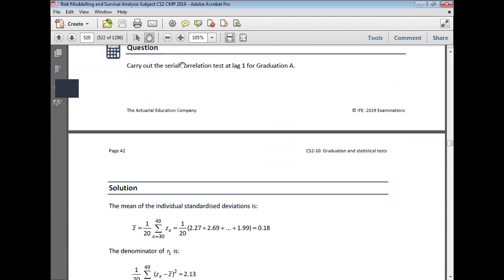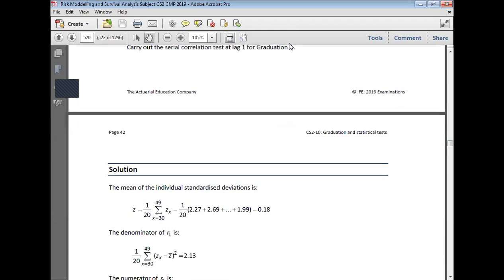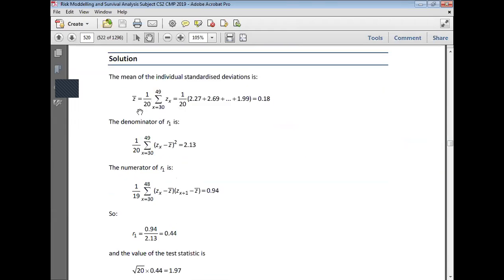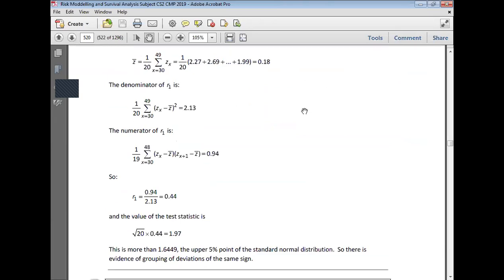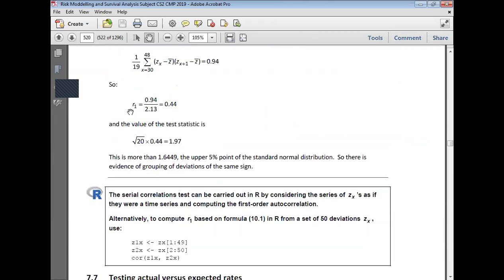Here they have given us a nice example for graduation A table using lag 1. These are the values that you want to figure out, and the value of R1 that you get is 0.04. Remember, this is not normal 0, 1. You have to standardize it. So you multiply this with the square root of 20, and what you get is 1.97. Remember, it is a one-tailed test, therefore 1.65. This is much higher than 1.65, and that is why you fail to reject H0. Sorry, you reject H0. That is why you see that there is some evidence of grouping of the same signs.